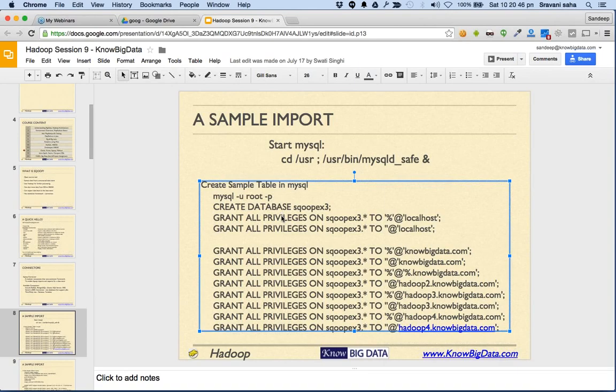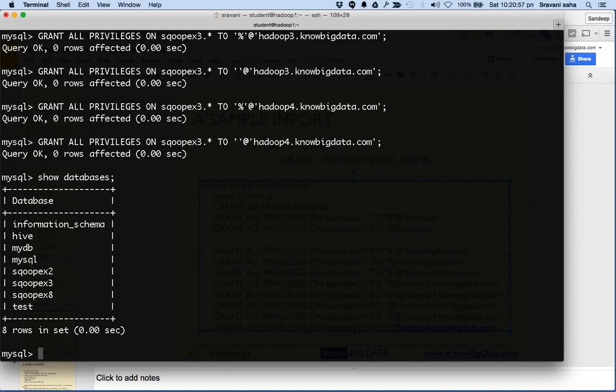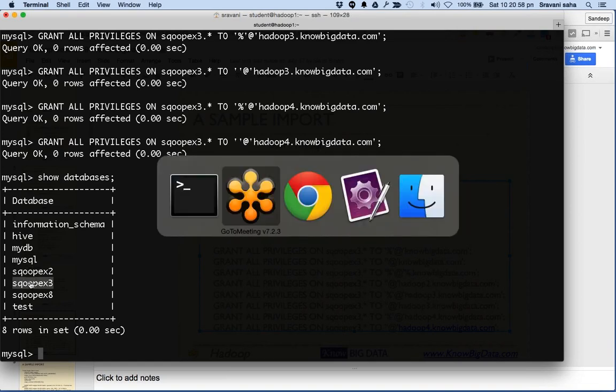So let's try to give the privileges. We have already given the privileges. Now you can see show databases. You can see show databases, and there you'll see scoop 3.